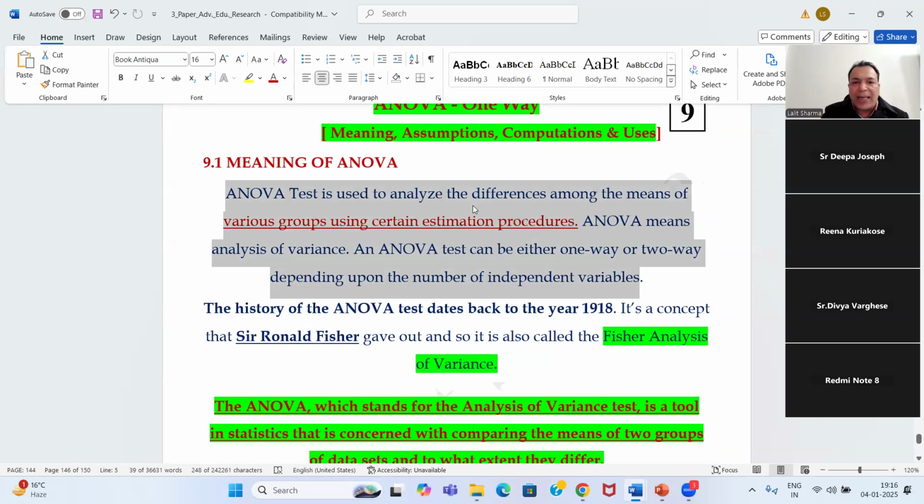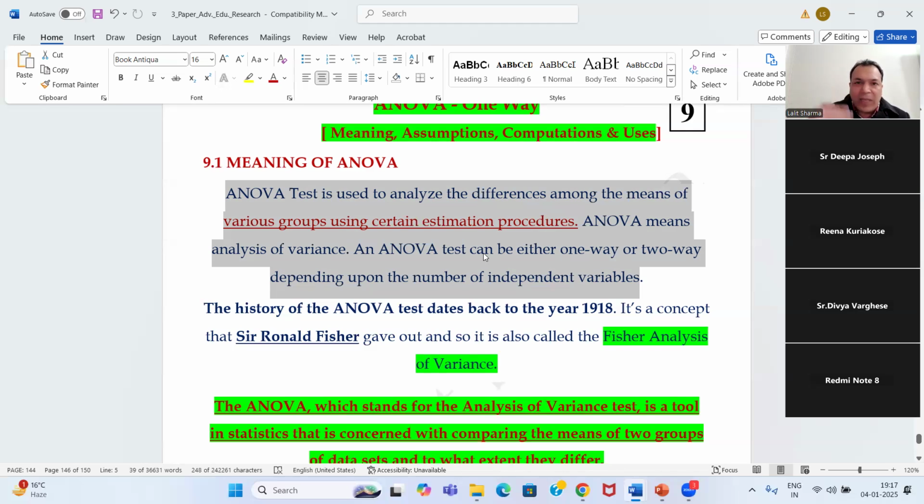Okay, as it is written, you can see the meaning of ANOVA. ANOVA test is used to analyze the difference among the means of various groups. Okay, if we have to find out the means of two groups, we use the t-test. But if we have to find out the means of various groups or more than two, that is three means, then we use the ANOVA, analysis of variance. ANOVA means analysis of variance. And ANOVA is a test.